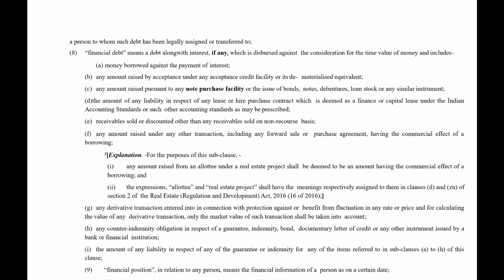Any amount raised under any other transaction, including any forward sale or purchase, having the commercial effect of a borrowing. So here, home buyers are also included into the concept of financial debt. Derivative transaction, counter indemnity obligation, amount of any liability in respect of any guarantee or indemnity. So all these are various types of financial debt. But debt, as we understand, is different from equity. So financial debt only is covered and equity is not covered.